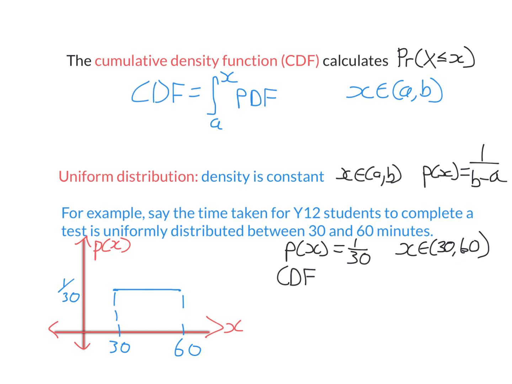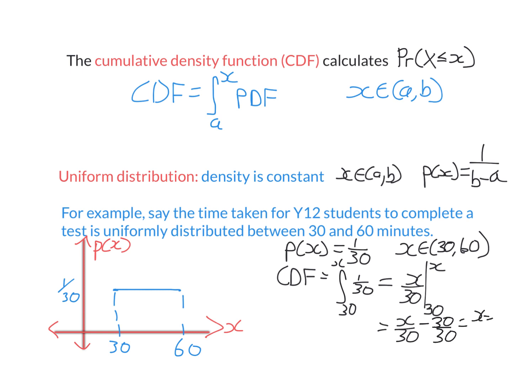So to get the CDF, what we do is we integrate the PDF from the lowest value X can take up to X. So the integral of 1 over 30 is just x over 30, and we're integrating between 30 and x. Now, if I substitute x for x, well, I'm just going to get x over 30 again. If I substitute x for 30, I just get 30 over 30. So the CDF here would be (x minus 30) over 30.